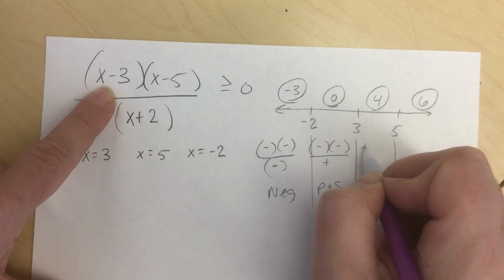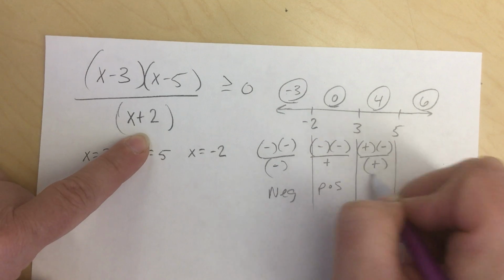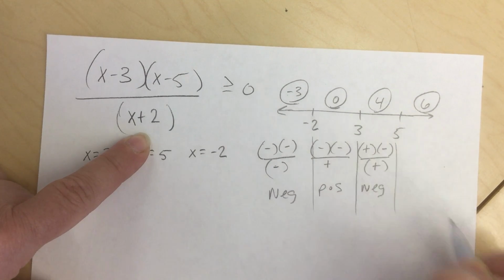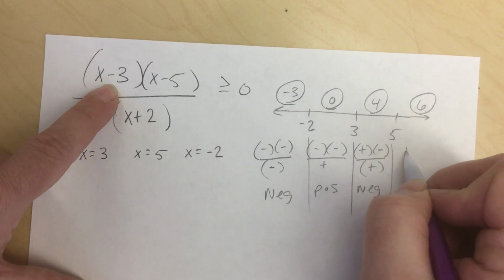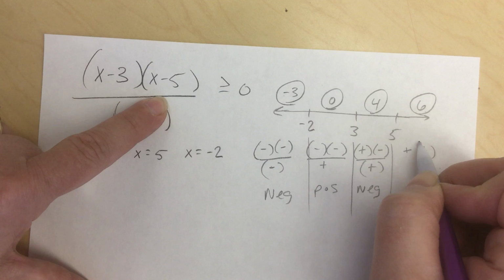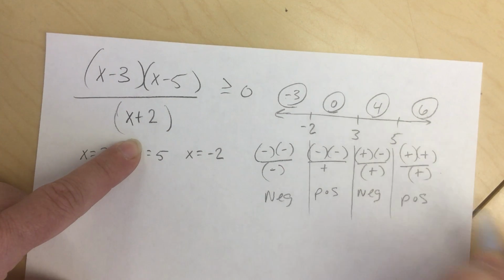4 minus 3 is positive. 4 minus 5 is negative. 4 plus 2 is positive. 1 negative makes a negative. Then this is going to probably make everything positive. 6 minus 3 is positive. 6 minus 5 is positive. And 6 plus 2 is positive. 3 positives makes a positive.